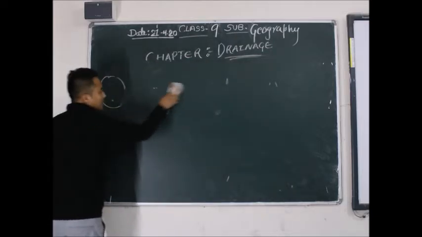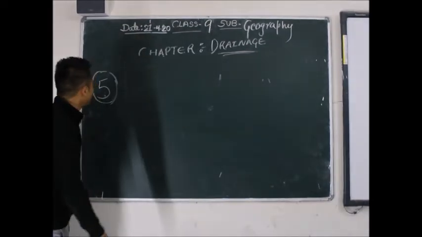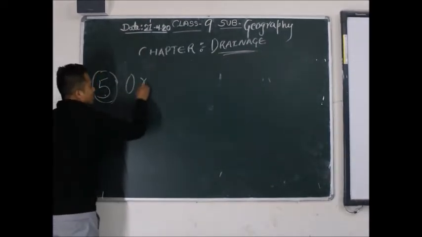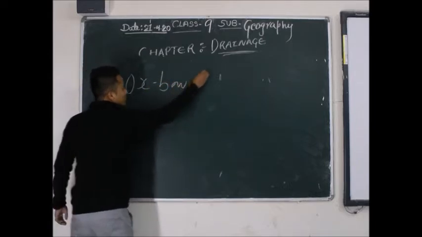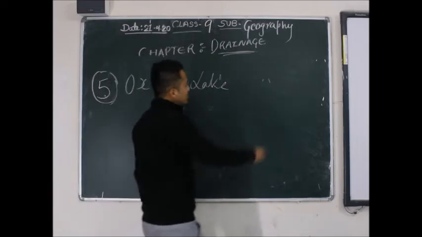You need to understand these things because these things will be repeated again and again in the chapter. Okay, another topic is Ox-Bow Lake. The same thing will arise again.